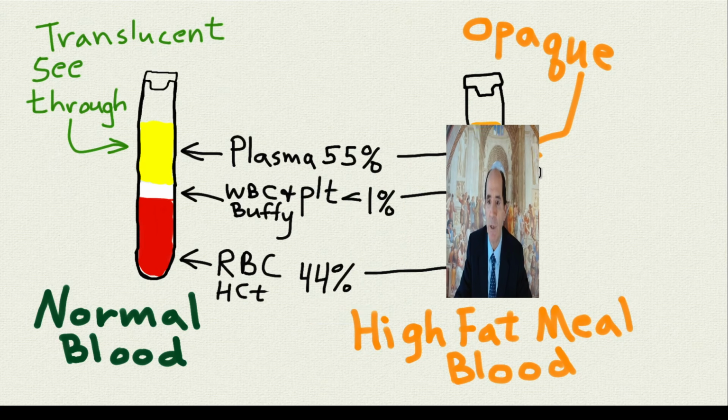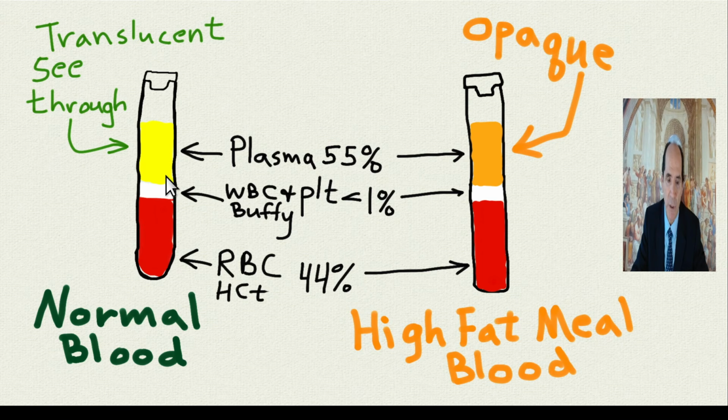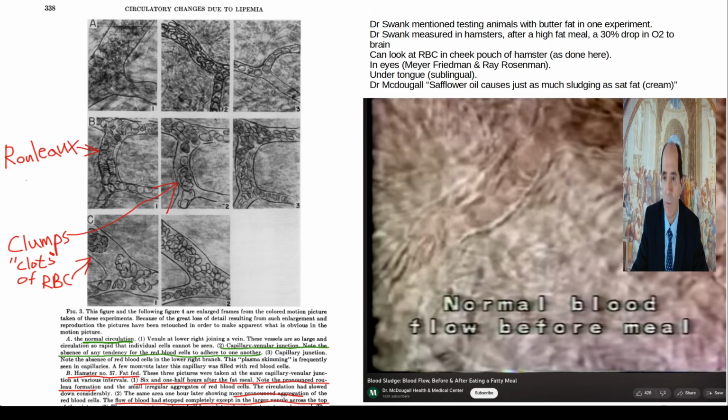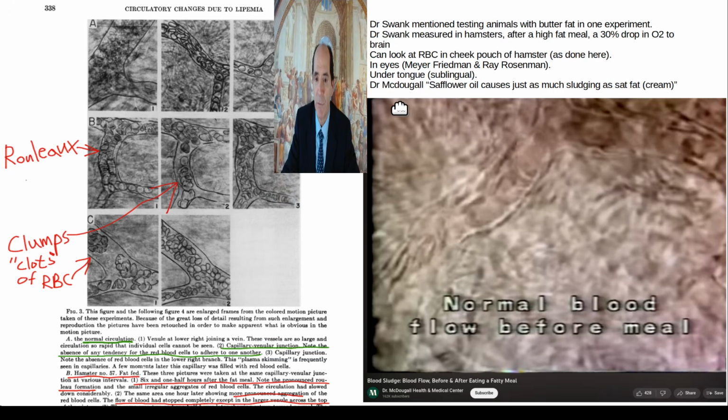In the movie Game Changers, you can see the test tubes. When a person eats the high-fat meal, the plasma becomes opaque of the collected blood in a test tube. Here's the work from the Roy Swank experiment. And McDougall has a video of this on his YouTube channel. It's called Blood Sludge, Blood Flow Before and After Eating a Fatty Meal.